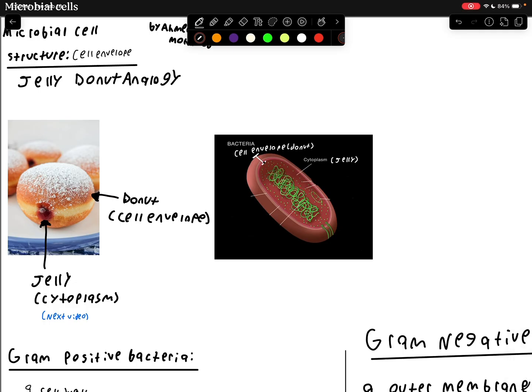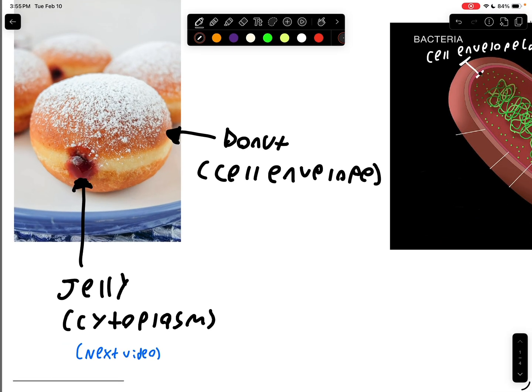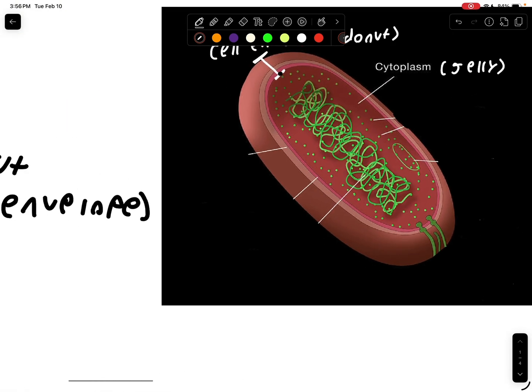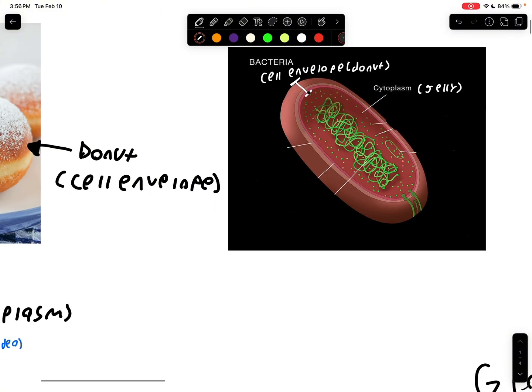I wanted to start with an analogy here of a jelly donut. If you think of a jelly donut, you have this soft interior, which is made of jelly, and you have a donut exterior, right? And so the distinction for bacteria is the same as a jelly donut. You have this soft stuff inside, which we can call the jelly. It's actually the cytoplasm. And there's all this other stuff, all these layers outside of that, right? So if this is your jelly, this is all your donut.